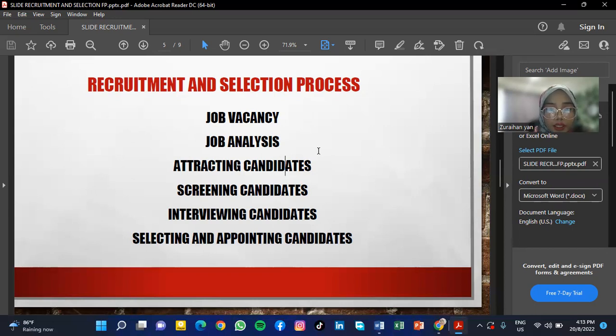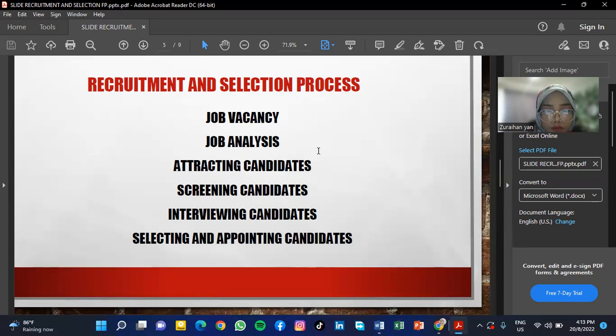Okay, and then the next one is screening candidates. The purpose of the screening process is to limit the field so that one is able to spend more time with the candidates for formal interview. A large number of applications are received for the position, and not all the applicants are called for the interview. Hence, it is vital for employers to screen the candidates to select the most suitable ones for the interview.